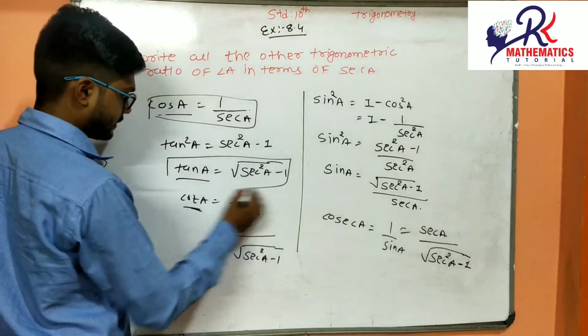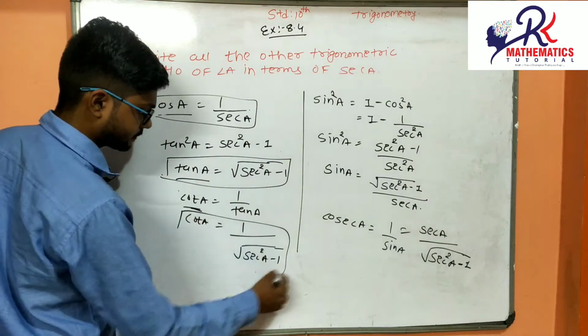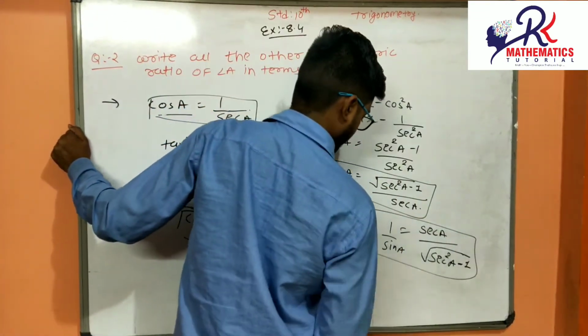This is the second, tan A. This is cot A. This is sine A, and this one is cosec.